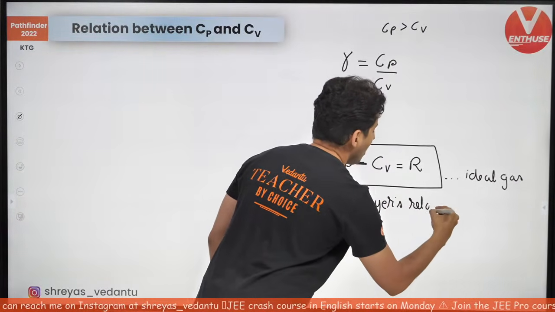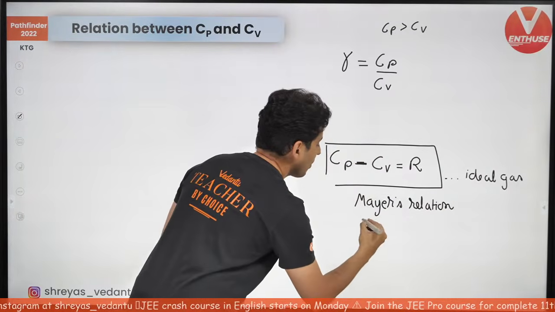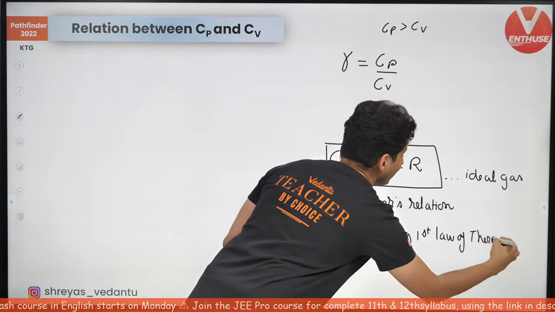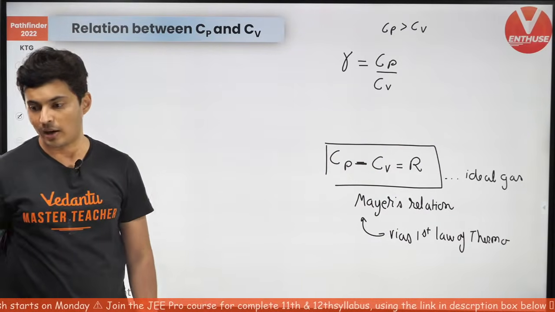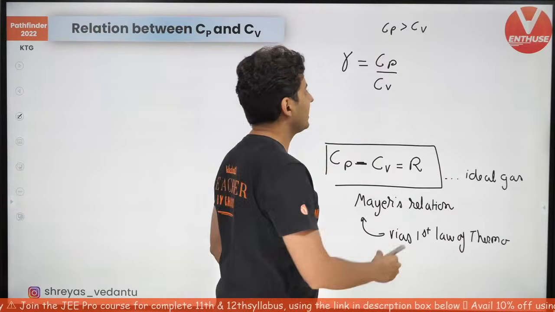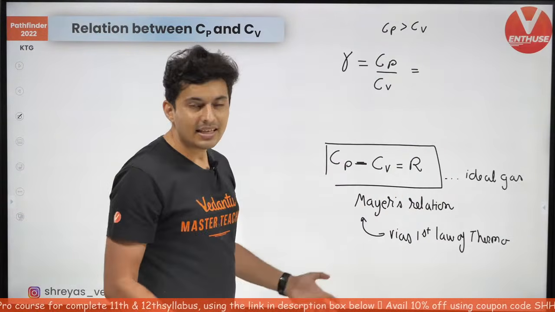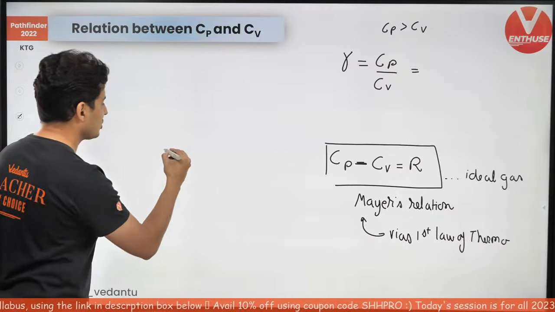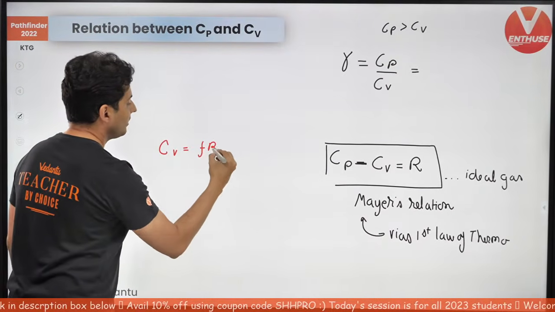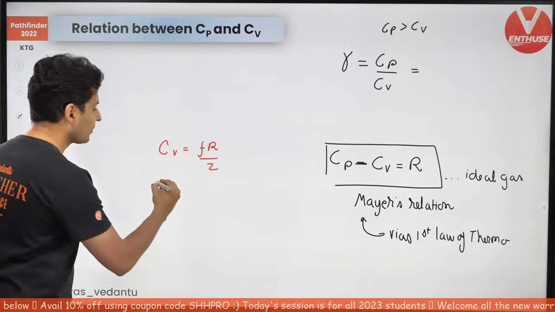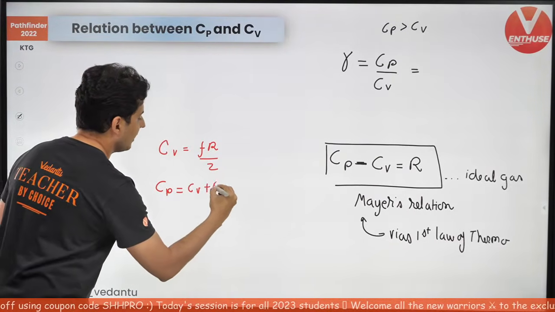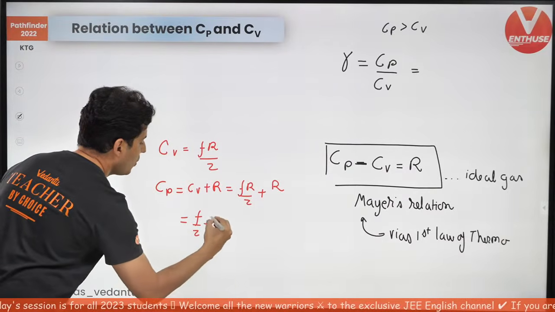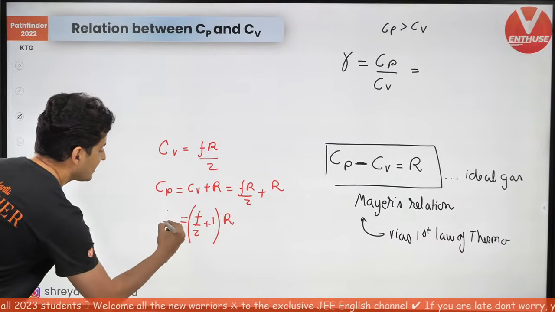Okay, Mayer's relationship. How do you get this relation? This comes via the first law of thermodynamics. By the first law of thermodynamics, you get Cp minus Cv is equal to R. Now, this gamma is nothing but Cp by Cv. Now, Cp and Cv, you can find out using these relationships. I'll tell you how. I just told you Cv is Fr divided by 2, correct? That means Cp will be Cv plus R, which is Fr by 2 plus R, which means it is (F by 2 plus 1) into R. That's what Cp is going to be.